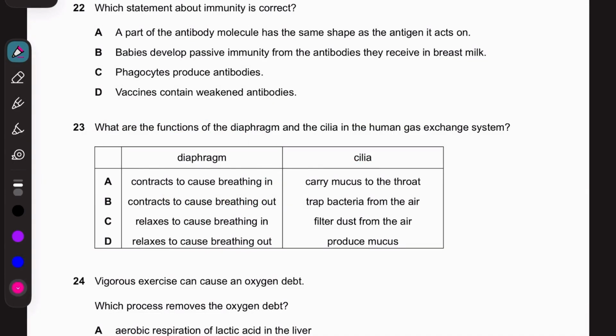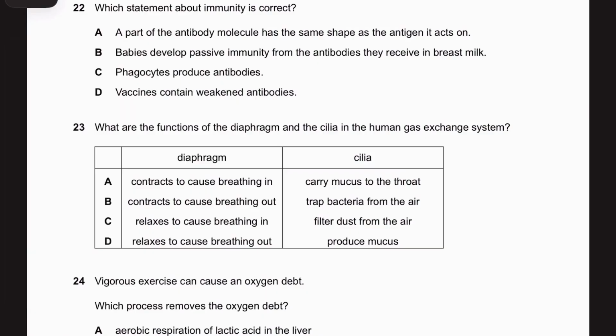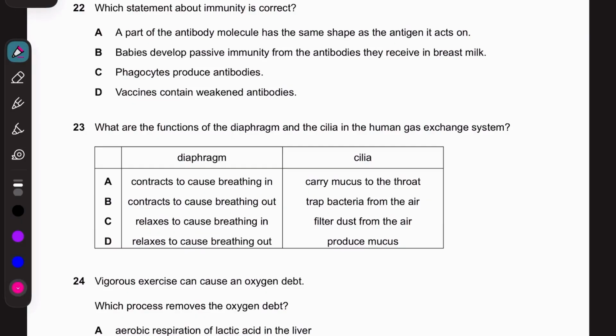Okay, I like this page because all the questions are fairly straightforward. So it says, which statement about immunity is correct? Let's do a bunch of elimination. It says, a part of the antibody molecule has the same shape as the antigen. This is wrong because it would not have the same shape, guys. It would have what we call a complementary shape. It means that it should be a complementary shape.